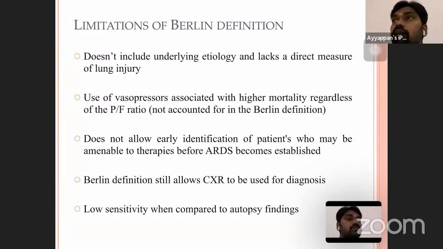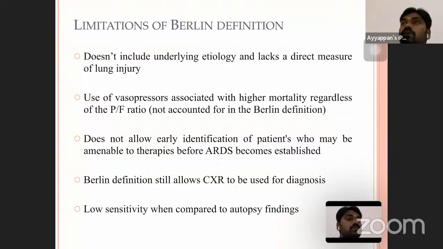As well as, it does not underline any etiopathological diagnosis, and it has its own limitations in that it still uses chest X-ray, which underreports. The sensitivity of the Berlin definition was also put into question because it missed a lot of patients who were found to have an ARDS picture on biopsy.